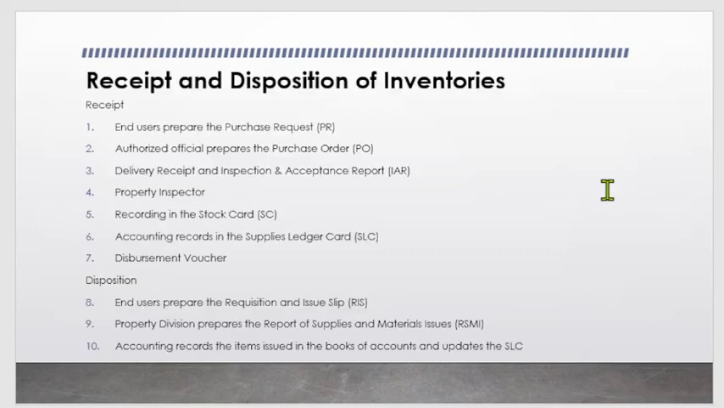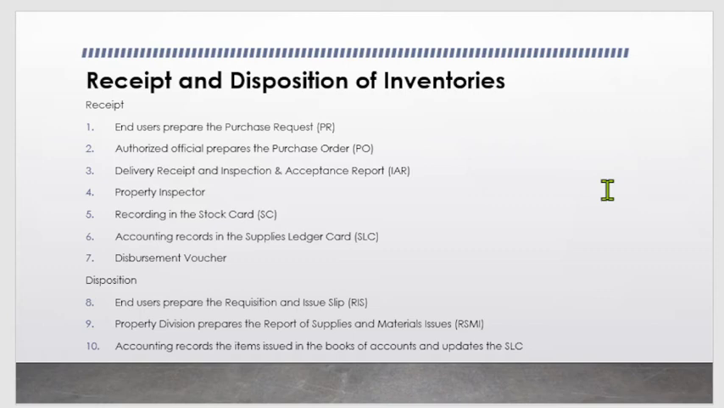Okay. Let's look at the receipt and disposition of inventories. So, paano daw natin yan tinitreat? So, one, kapag yung receipt, ibig sabihin nito, bumili ka ng iyong inventory. So this is the process. This will summarize the process indicated in the book. One, the end users prepare the purchase request. So dito po nagsisimula yung pagbili natin ng inventory.